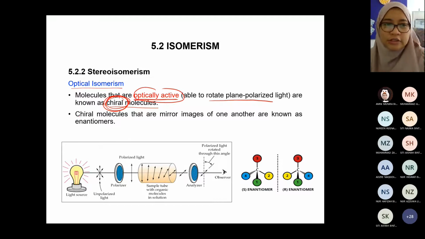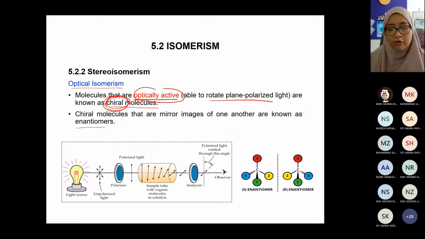Chiral molecule, so let's look at the second statement that we have here. Chiral molecules, the mirror image of one another, are known as enantiomers. Okay, so again, it does not explain what is a chiral molecule. In a moment, on the next slide, it will explain what is a chiral molecule. This is just information for us.